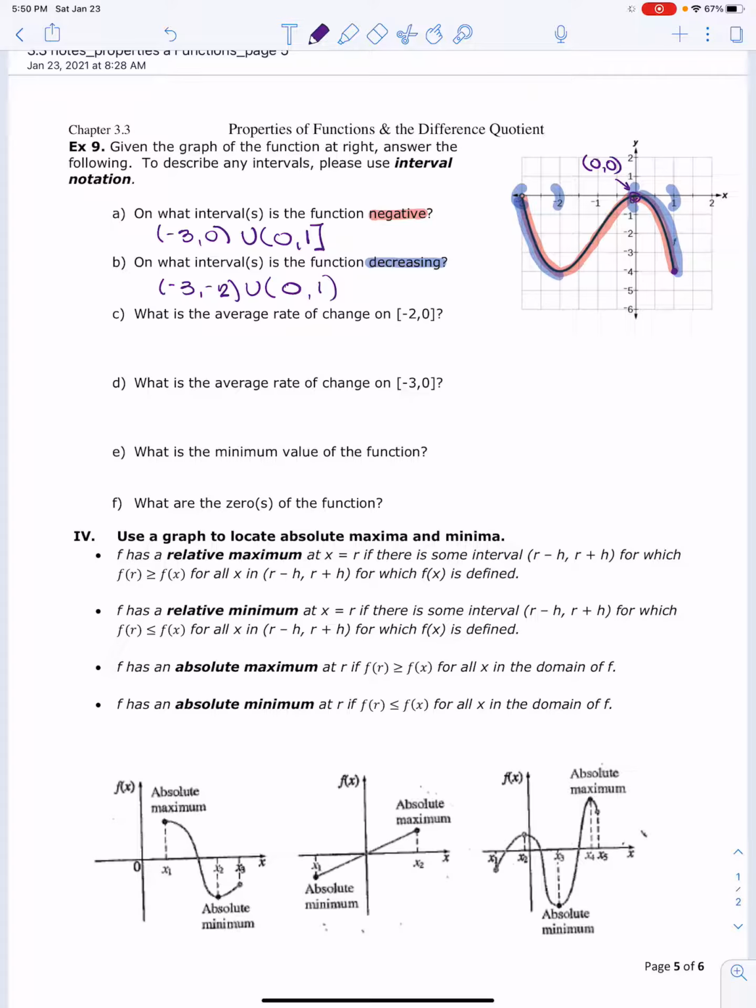Notice here we have the parenthesis on 1. Again, we're talking increasing, decreasing. That point can't be increasing or decreasing at a point. It's got to be on an interval.